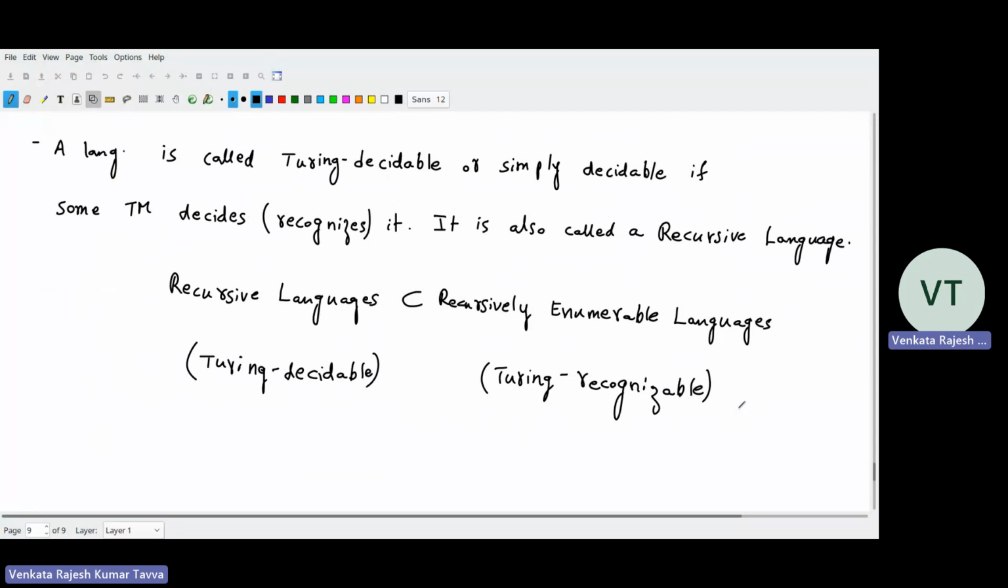If you remember that chart, the Chomsky hierarchy of languages, those languages which are recognized by a Turing machine are called recursively enumerable languages. That's all. Okay. So let's stop here today. In the next class, we will look at a couple of examples of Turing machines with state diagrams, and we'll close. Okay.